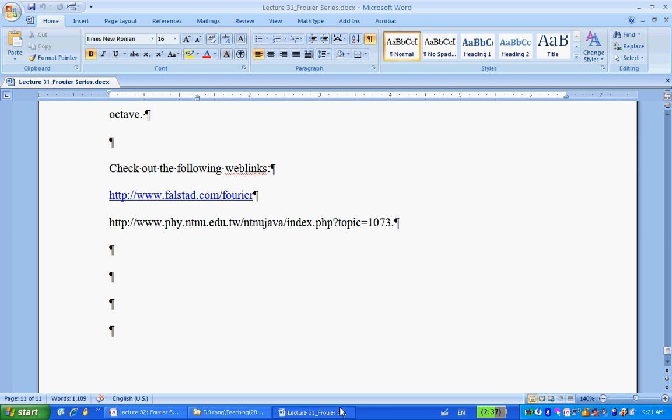So when g of t is odd, An is 0. When g of t is even, Bn is 0. You can see that. And there's a little assumption that g of t is real, of course. Usually we deal with real functions. Sometimes there are so-called complex functions, and then it has to be a different approach.